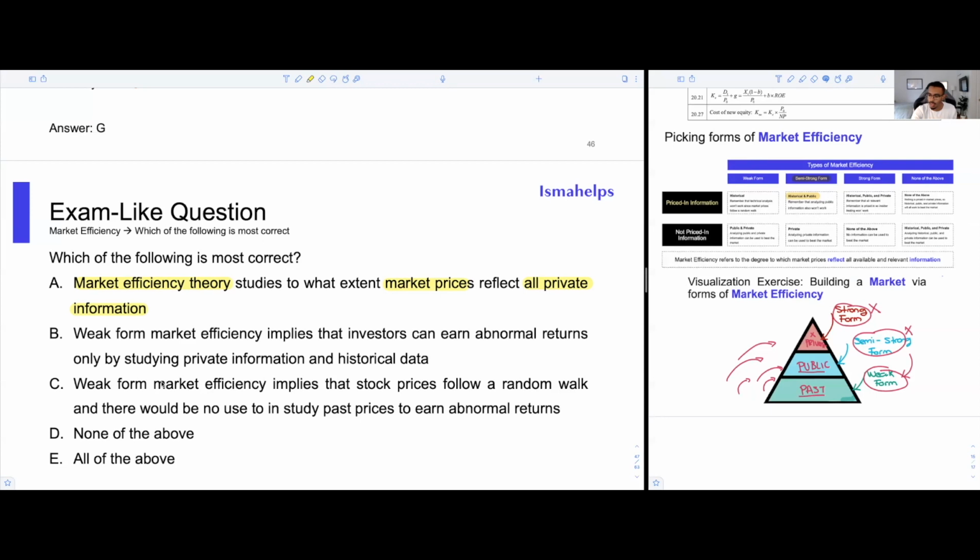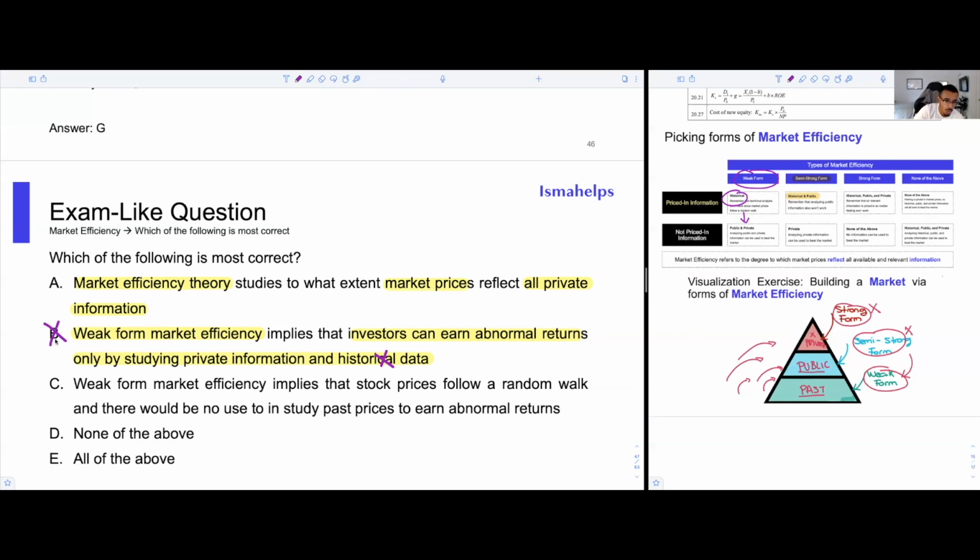So let's look at B. Weak form market efficiency implies that investors can earn abnormal returns only by studying private information and historical data. Well, the private information piece is definitely correct. However, the historical data piece is no bueno, because if we look at our framework, under a weak form market efficiency, only public and private information is not priced in. Historical prices are priced in. For that reason, investors could only yield abnormal returns by studying either public or private info. They're telling you that they could also study historical info. It's cap. So B is for sure wrong.